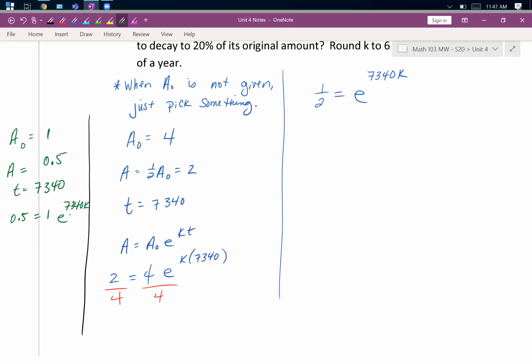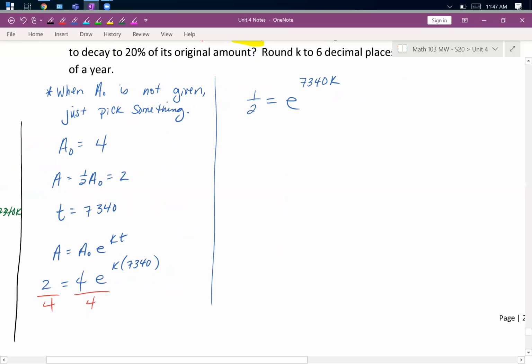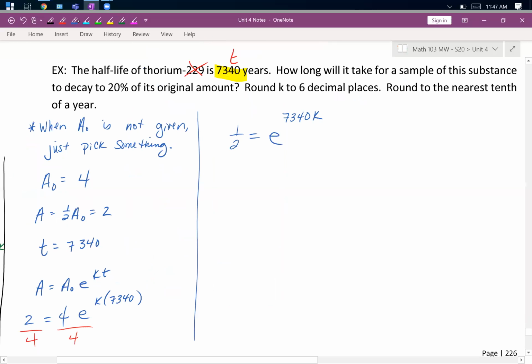So pick anything you like for a sub 0. Just make sure your a is half of that. You'll get the same answer every time. All right, let's get back to solving this.